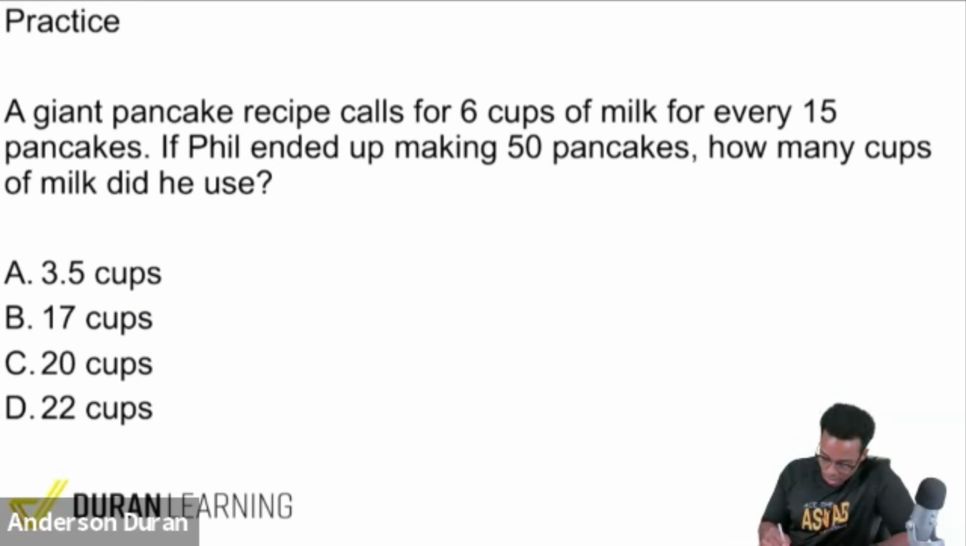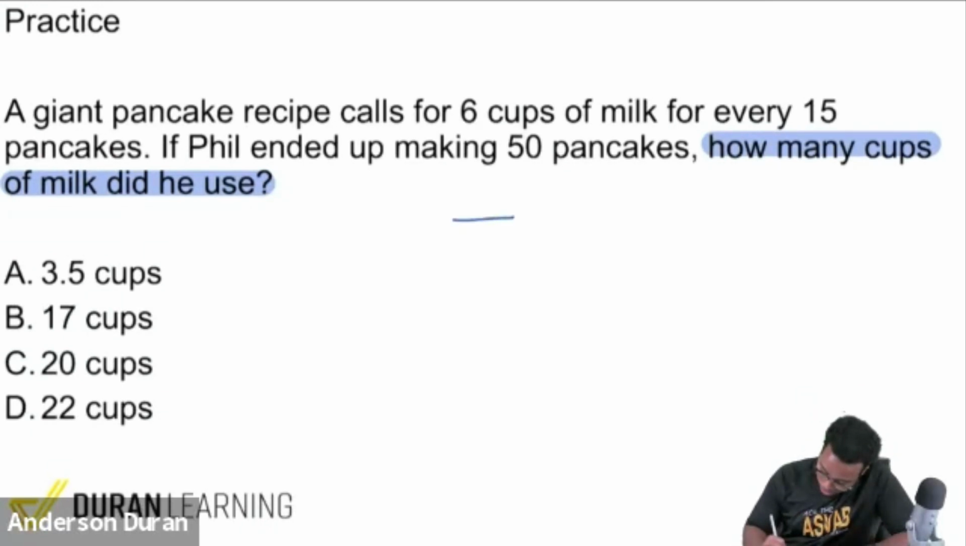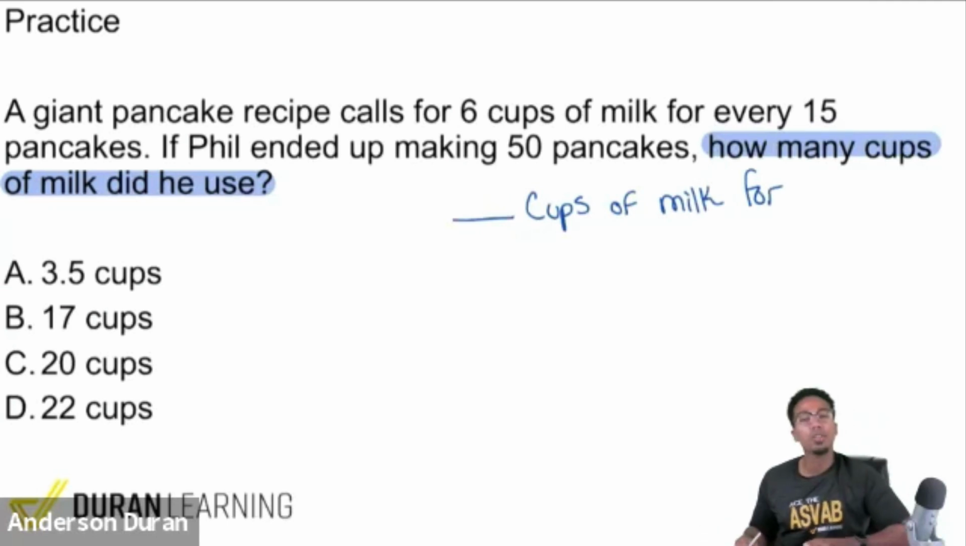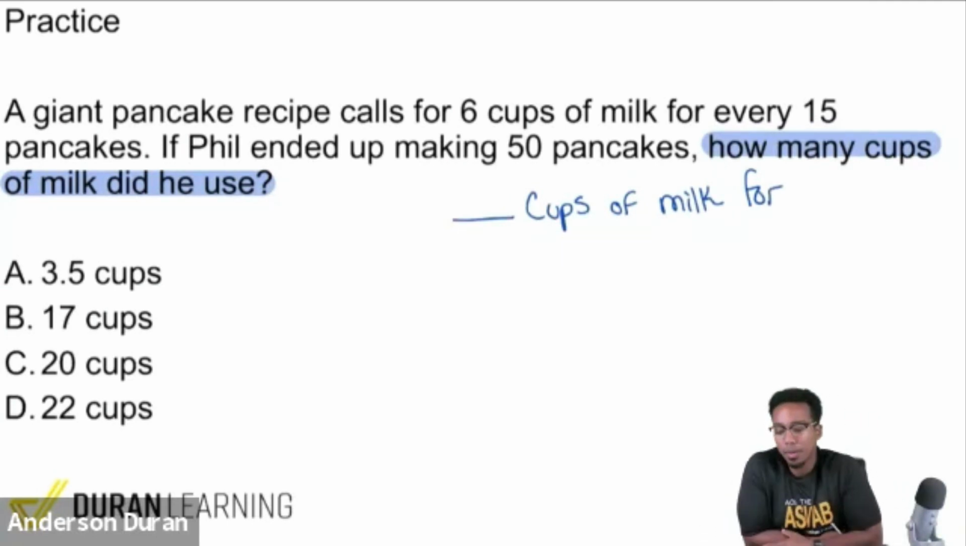So here we go, my party people. Here we are asked, how many cups of milk did he use? Highlight the question first. How many cups of milk did he use? All I'm going to start off with is saying, I'm looking for blank cups of milk, and then what information is related to those cups of milk, everybody?